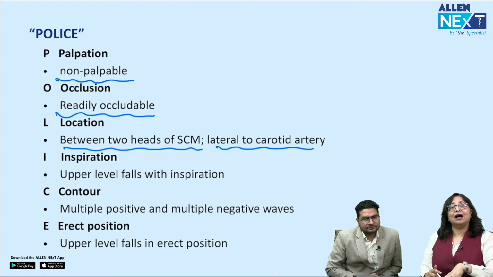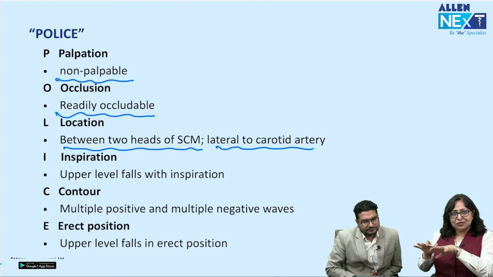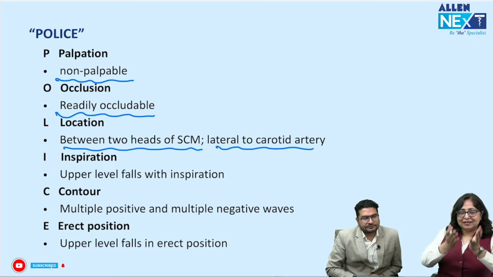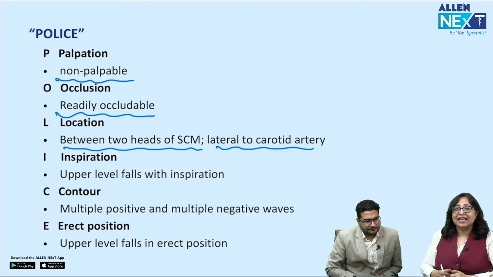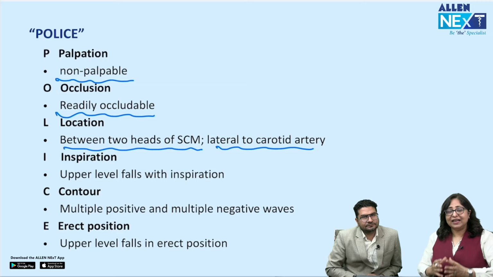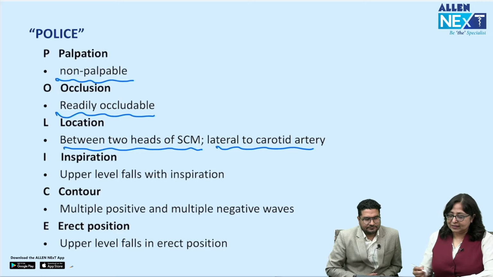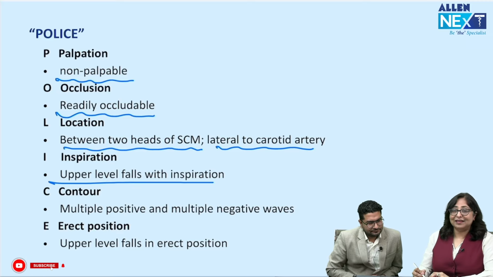Now, what happens to this upper level of JVP? If I press on the liver, the hepatojugular reflux may cause this upper level to rise. And during inspiration, what do I find? That the upper level falls. Upper level falls with inspiration.